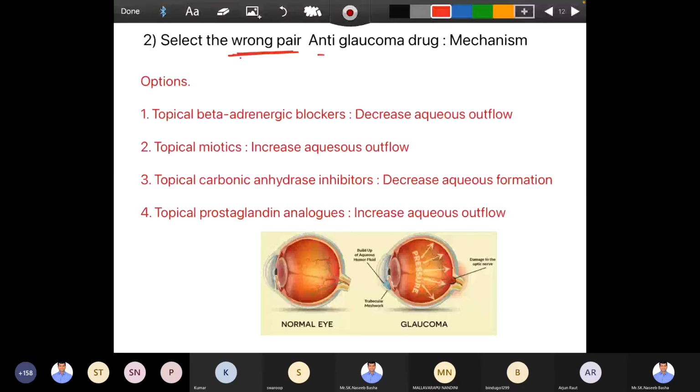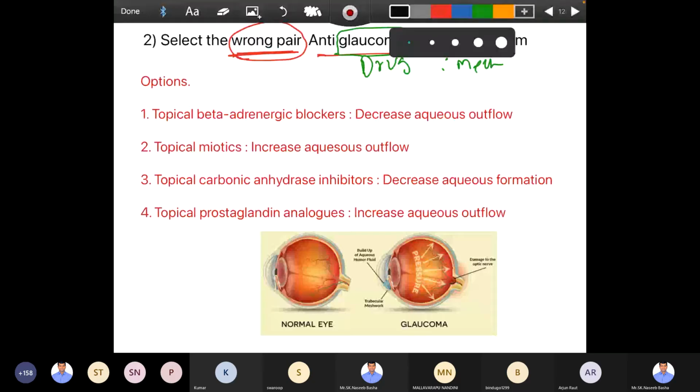So our job is to find out the wrong pair. There is a drug and its mechanism is given. Now, what is the drug about? It is about anti-glaucoma. Let us understand what we mean by glaucoma. Glaucoma means increase in intraocular pressure.